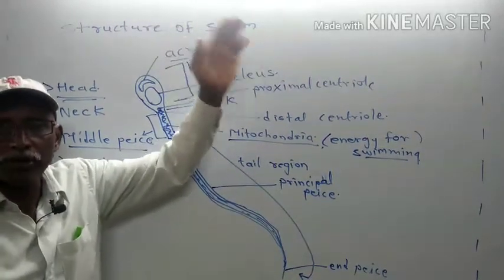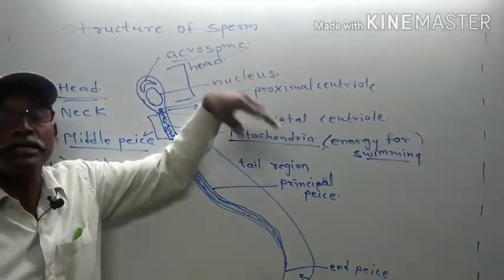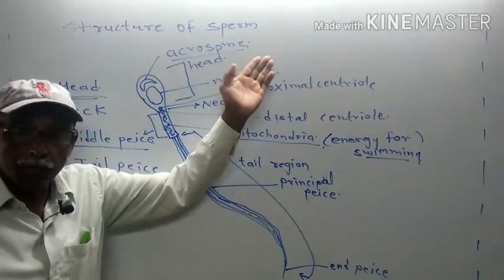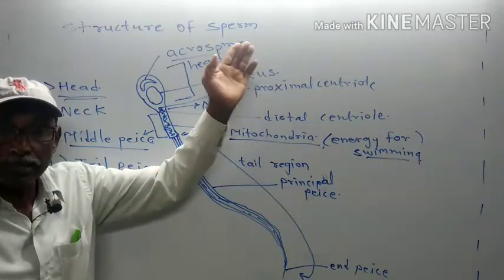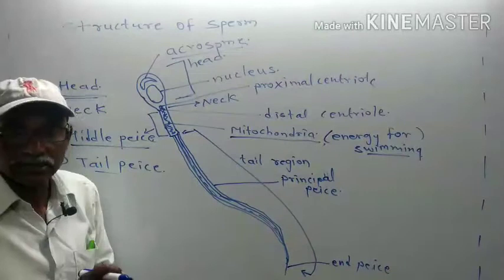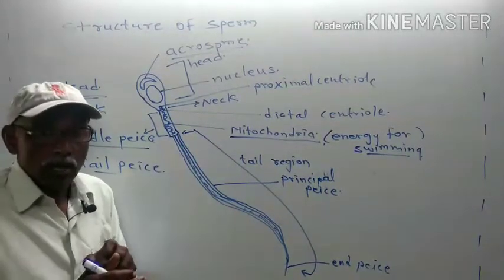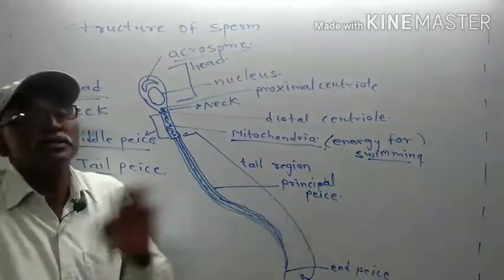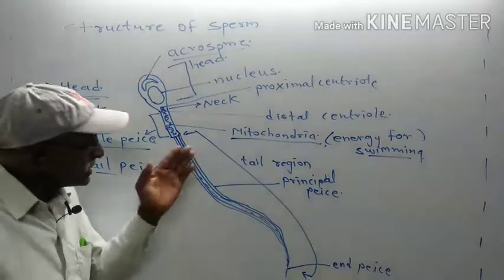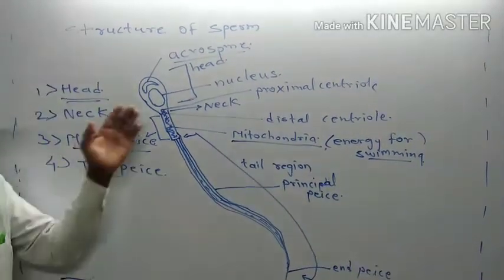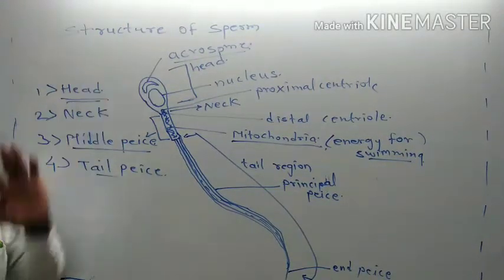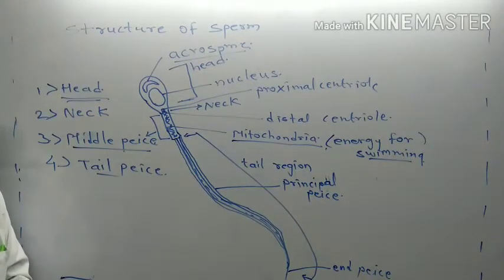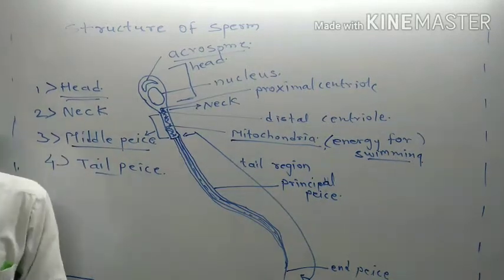that is the fallopian tube. In the fallopian tube, it reaches the ampullary region. In the ampullary region, the fertilization process takes place. So for this movement of the sperm, the tail plays an important role. Such is the structure of sperm, that is the male gamete. So this is the structure.